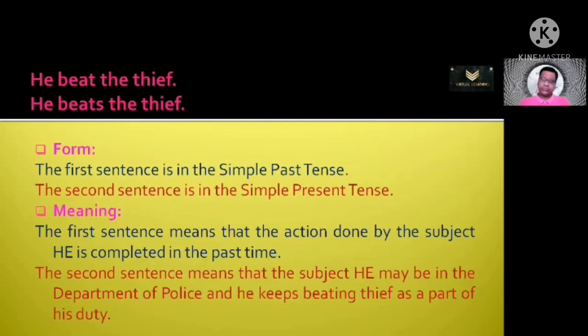You have one more pair on your screen. He beat the thief. He beats the thief.